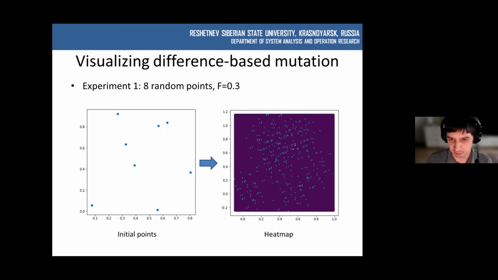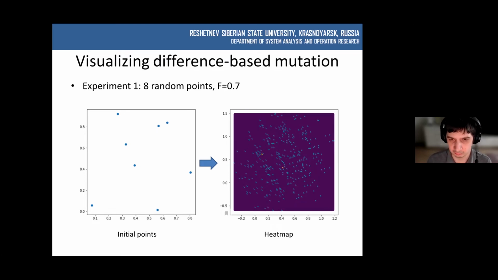Okay, let us increase F even more. Actually, we have the same picture with F 0.3, but in this case, this looks more like randomly sampled points, yes? So no particular structure here. If we increase F even more, well, again, some random patterns, maybe we can see something here, but nothing very interesting. Okay, but this is with randomly sampled points.